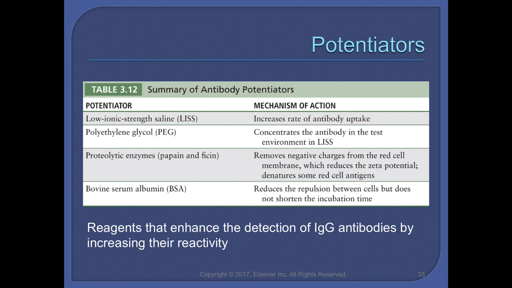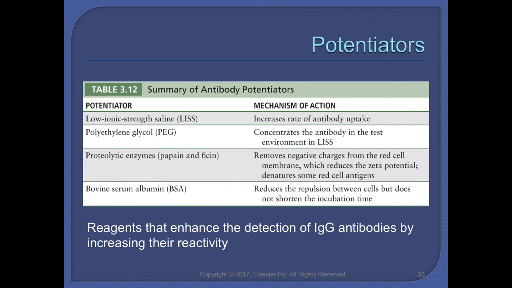Potentiators are antibodies or enhancing media, commercially available reagents that help us enhance the detection of IgG antibodies by increasing their reactivity. Some examples of potentiators or enhanced media include LISS or LIS, PEG, BSA, and different types of enzymes.